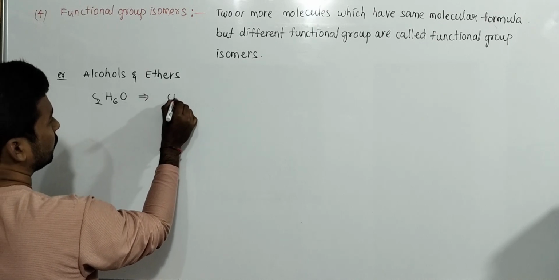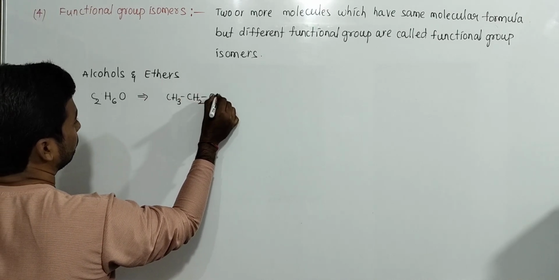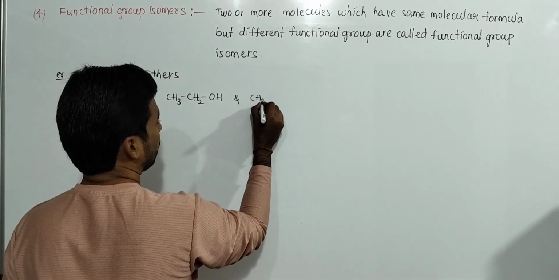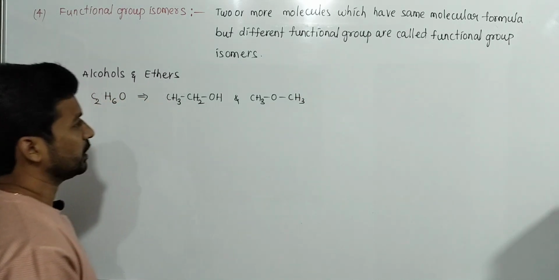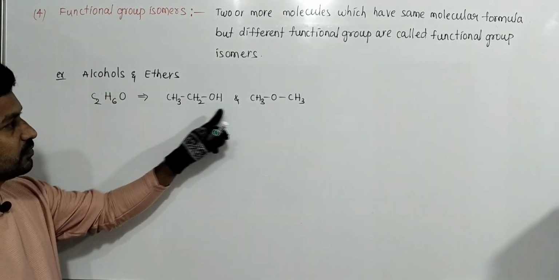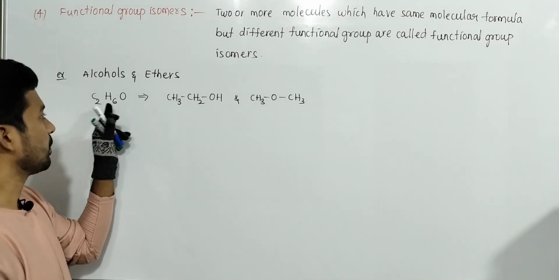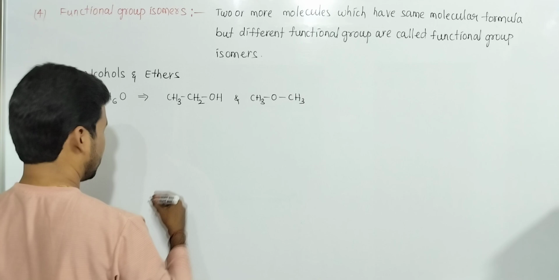They are CH3CH2OH and CH3OCH3. Okay, so verify the number of carbon atoms in each: 2. Number of hydrogen atoms: 6. Number of oxygen atoms: 1. Same molecular formula but different functional group.